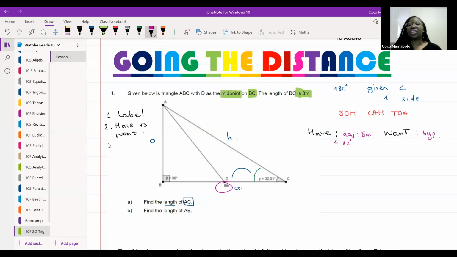Now I just need to ask myself, between the sine, the cos, and the tan, which one has adjacent and hypotenuse? The cos. All right, so now we're going to set up our equation. What is my step 3, guys? What is step 3? Tell me, what is step 3?